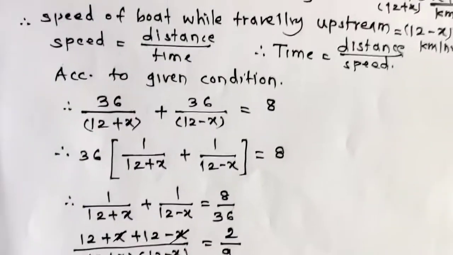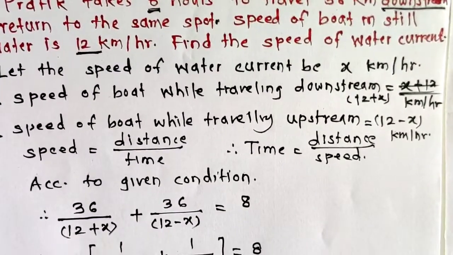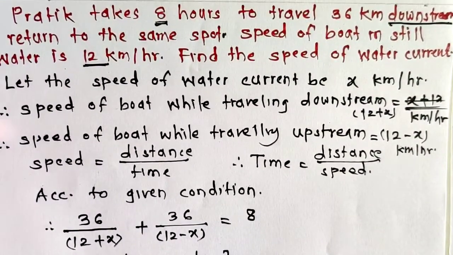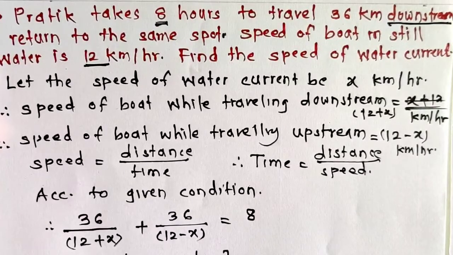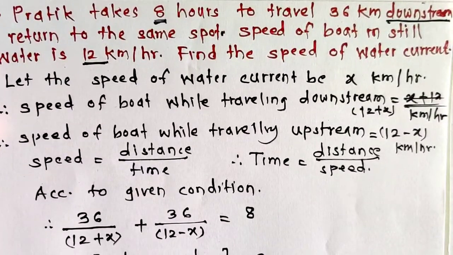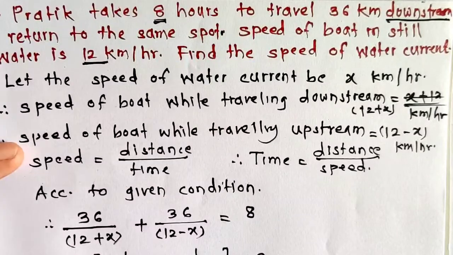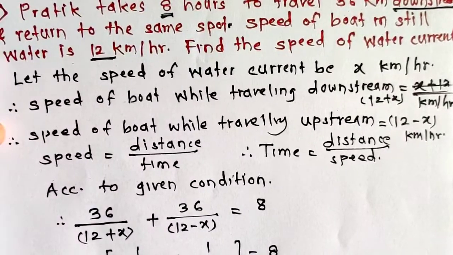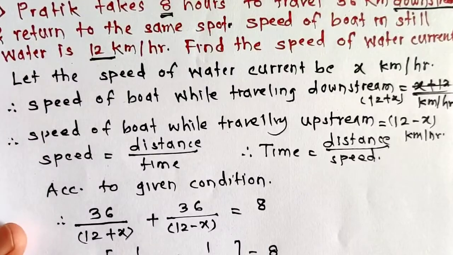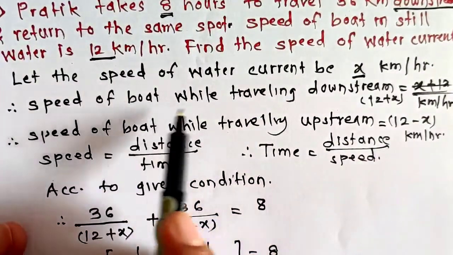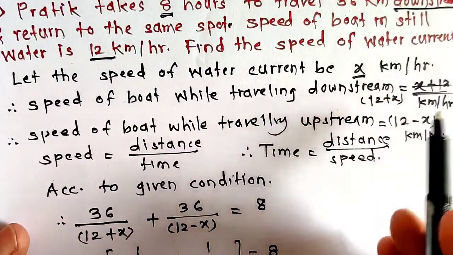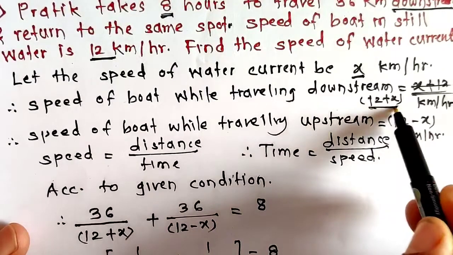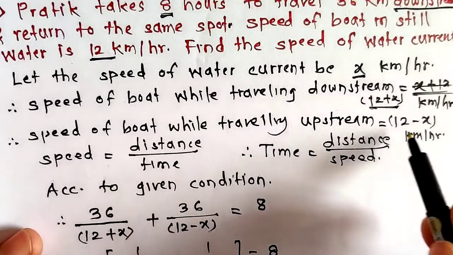Let us revise this example. Pratik takes a total time of 8 hours to travel 36 km in the direction of flow, means downstream, and 36 km upstream, means in the opposite direction of flow. Speed of the boat is given as 12 km per hour when the water is still, still means not moving. So let the speed of water current be x km per hour. Therefore, when the boat is traveling downstream, in the direction of flow, the speed becomes 12 plus x. Whenever it is traveling in the opposite direction, it is 12 minus x.